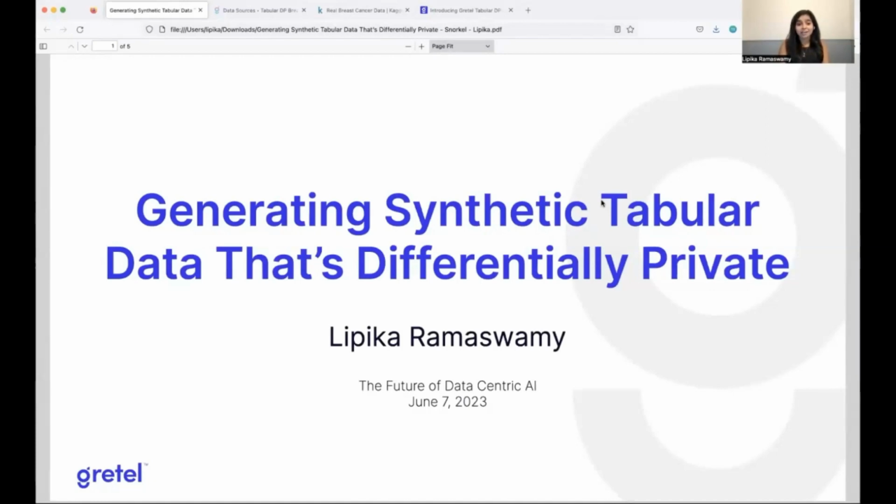And today we're going to talk about generating synthetic tabular data that's differentially private. So lots of words there. Let's break it down.